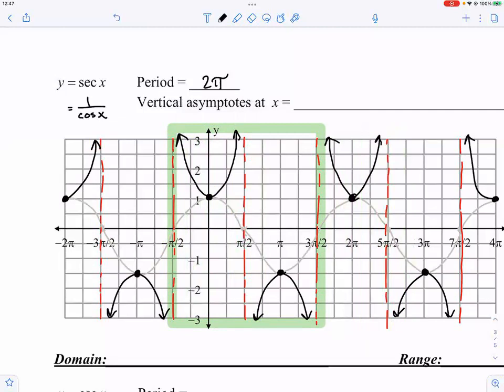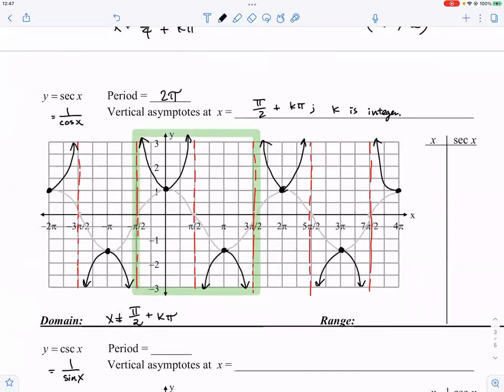Where are the vertical asymptotes? They are located at pi over 2 plus k pi. Again, k is an integer. Okay. The domain: x cannot be pi over 2 plus k pi.